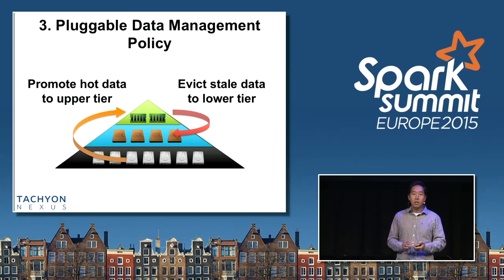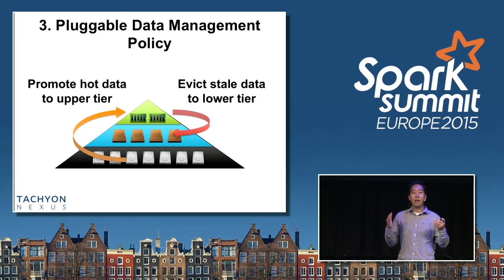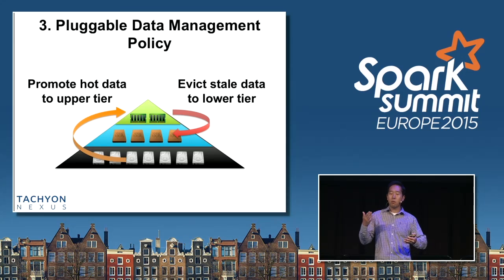Also related to tiered storage, Tachyon provides a pluggable data management policy. This means that since we have different tiers with different characteristics, such as different speeds and different capacity, you might want data to be moved around between the different tiers in different ways, depending on your workload. At a high level, you might want the hot data, or the data that you really want to access quickly, at the higher tiers, and the stale or old data at lower tiers, because you may not be accessing that as frequently.